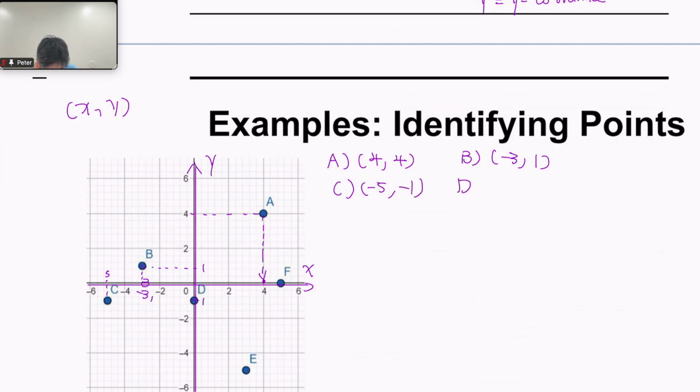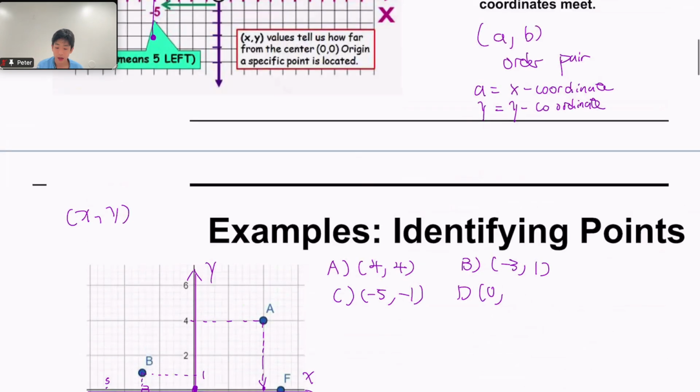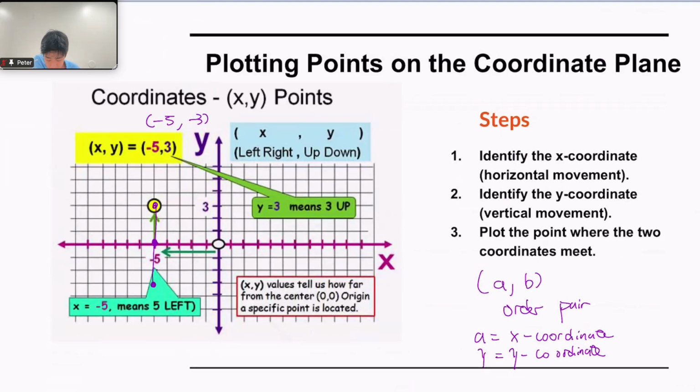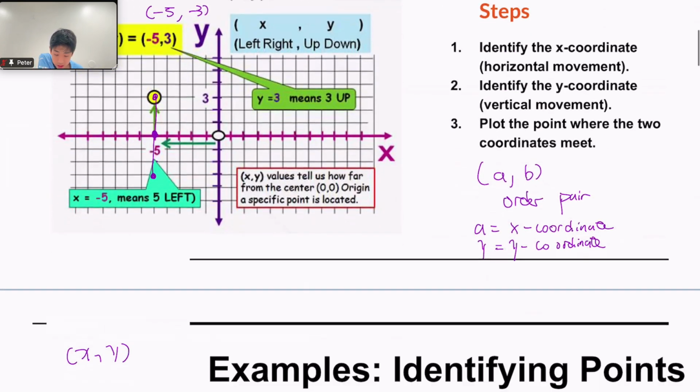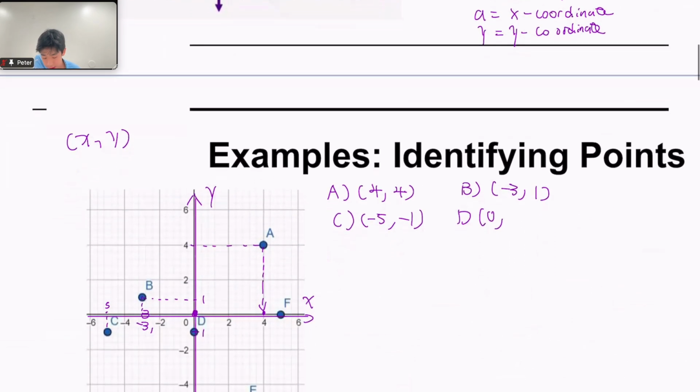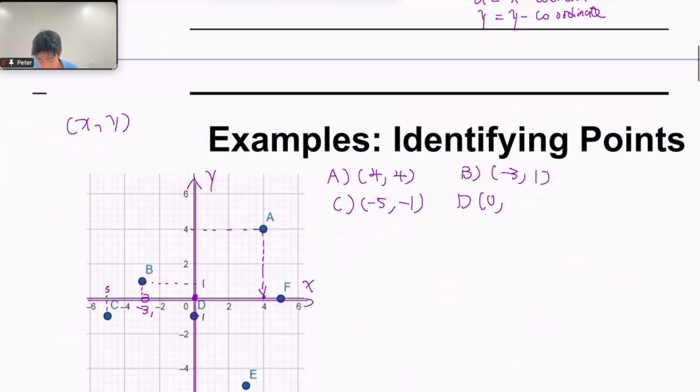Let's take a look at D. D is interesting because it only moves down but not right or left. So when it only moves down, we also have an x-coordinate, and it will be 0 because it doesn't move anywhere. As indicated in the last slide, the xy value tells us how far from the center 0, the origin, a specific point is located. In this case, the x-coordinate is on the origin, so we just write 0 there. And then the y-coordinate would be -1 because it moved 1 down. And on the coordinate plane here, it indicates that this is -1.